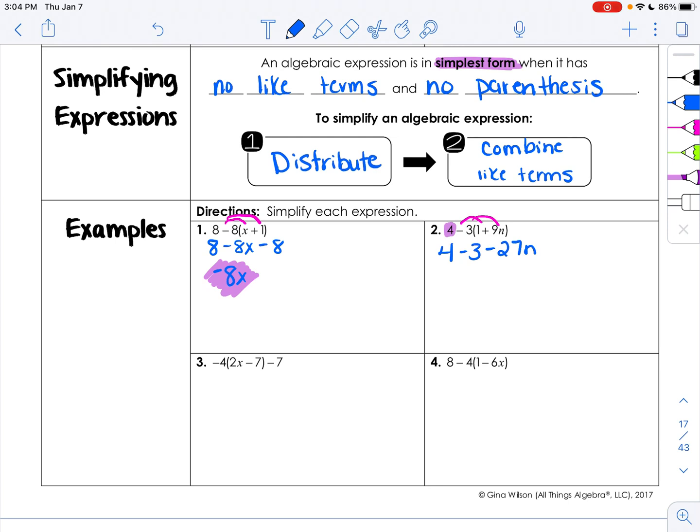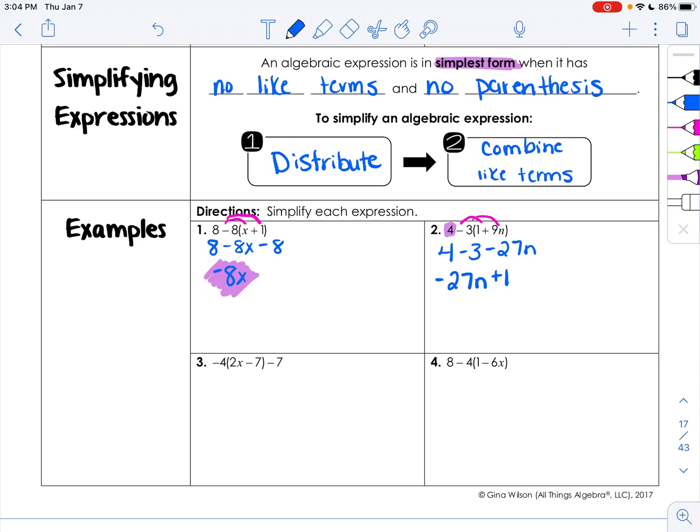From here, I'm going to check to see if I need to combine like terms. I look at my variable terms first. I only have this one variable term, so there's nothing to combine it with, so I bring it down. Make sure when you bring it down that the negative that's in front of it stays with it. Then I check for my constants. I have a 4 and a negative 3, so I can combine those. 4 minus 3 is a positive 1.